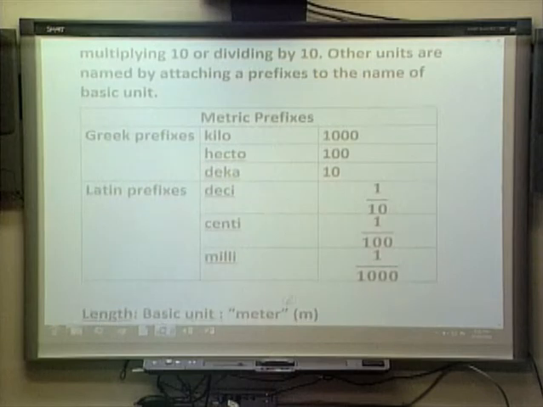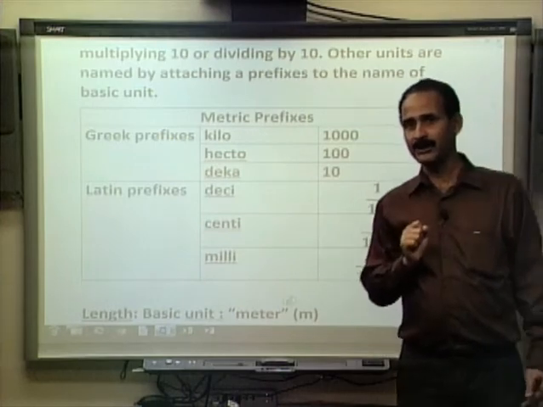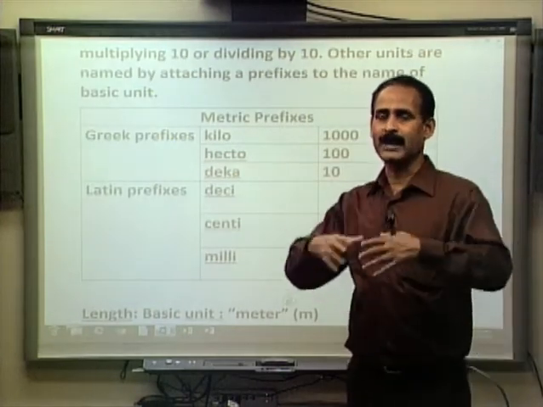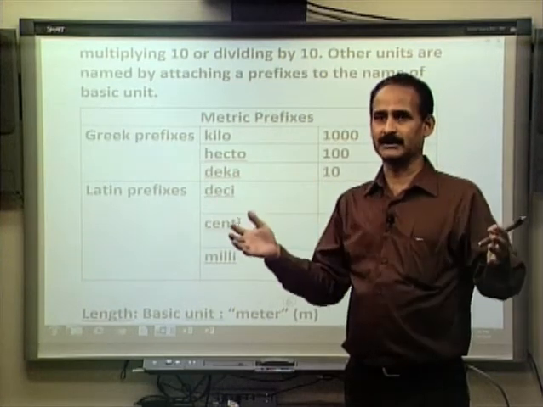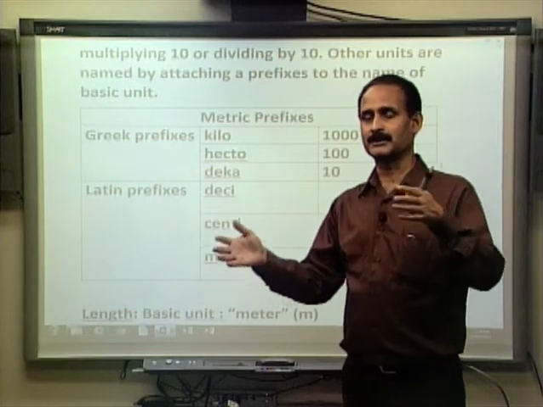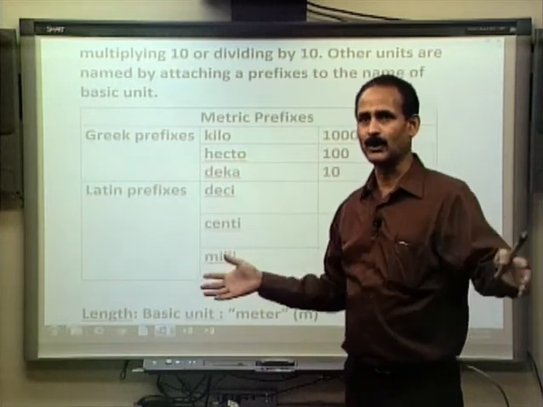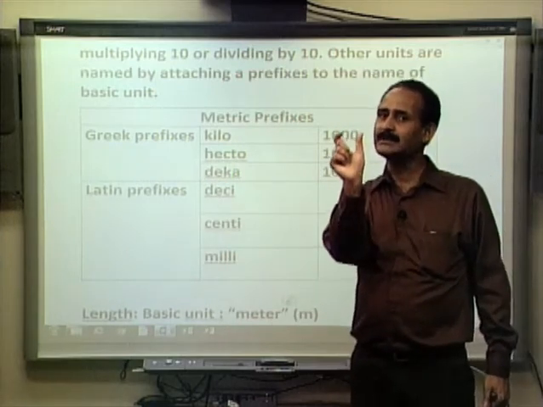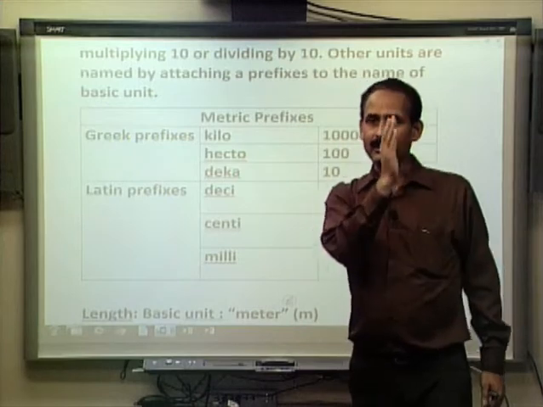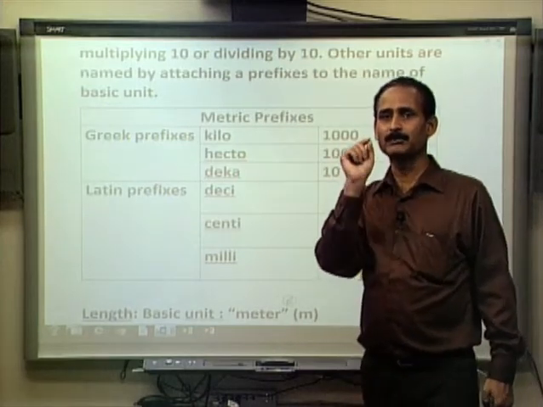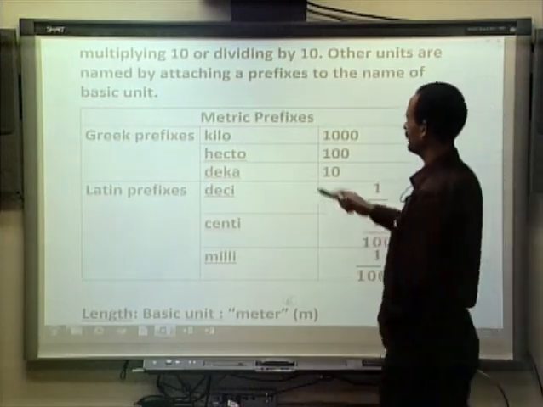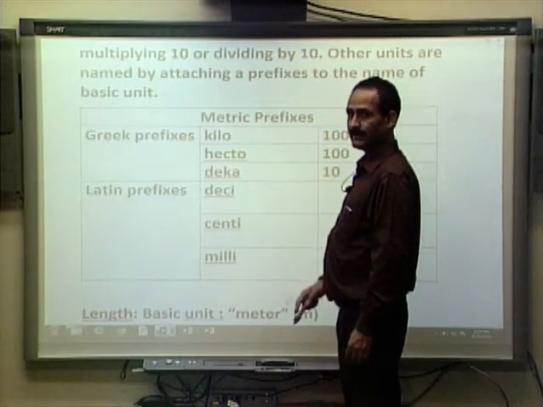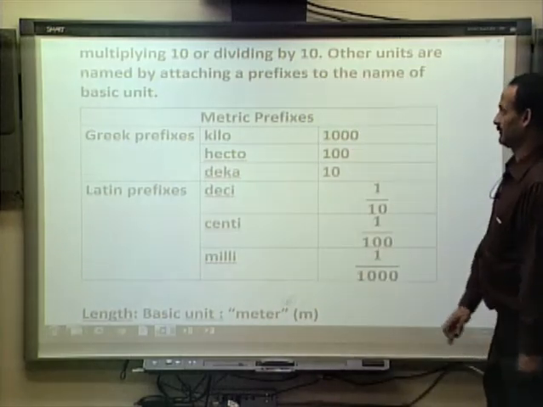Basically, in metric system, once we have the basic unit, for example, if we want to measure the length, the basic unit in metric system will be meters. Then we will talk about kilometer, centimeter, decimeter, decameter and so on. So, basically once we have the basic unit like meter, rest of the units are obtained by putting some prefix, and the very common prefixes are kilo, hecto, deca, deci, centi and milli.